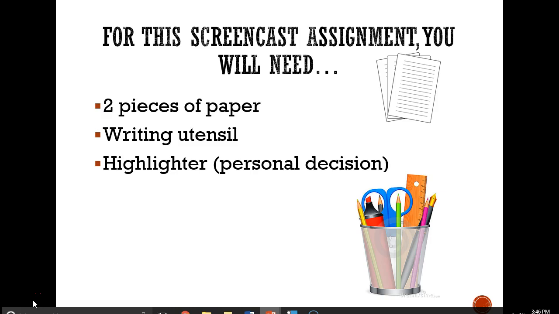What you're going to need for this screencast assignment is 2 pieces of paper, at least, a writing utensil, and a highlighter, and that is a personal decision if you want to highlight your notes to differentiate the different rules for each of those punctuation types.